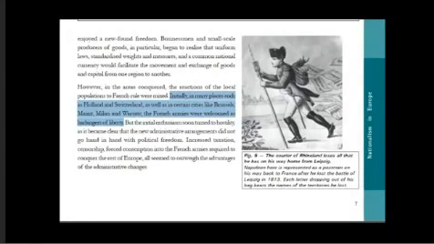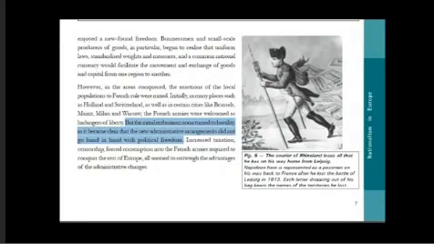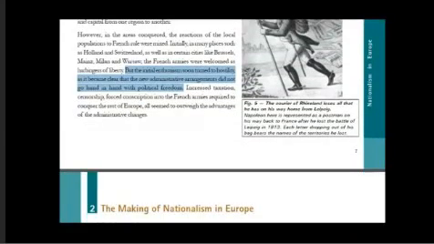Businessmen and small-scale producers of goods, I am at page number 7, in particular began to realize that uniform laws, standardized weights and measures, and a common national currency would facilitate and increase the movement and exchange of goods and capital from one area to another. Right. So that was the Napoleonic Civil Code. If any question comes on the Napoleonic Civil Code, you will write these two paragraphs. That is very important here, so put a star mark over there that this paragraph is important for you.